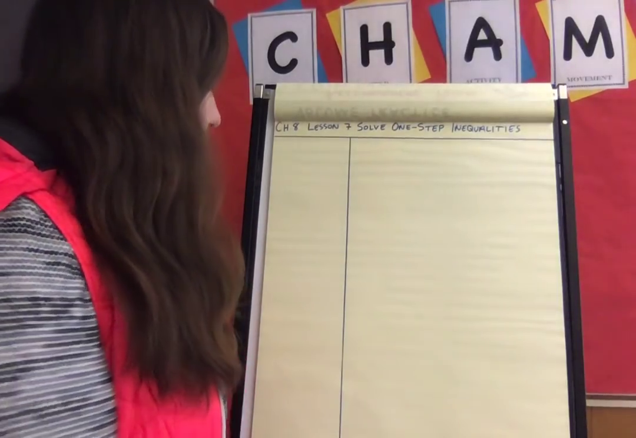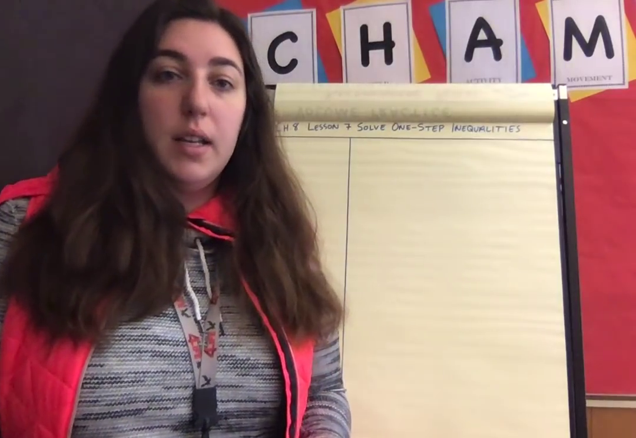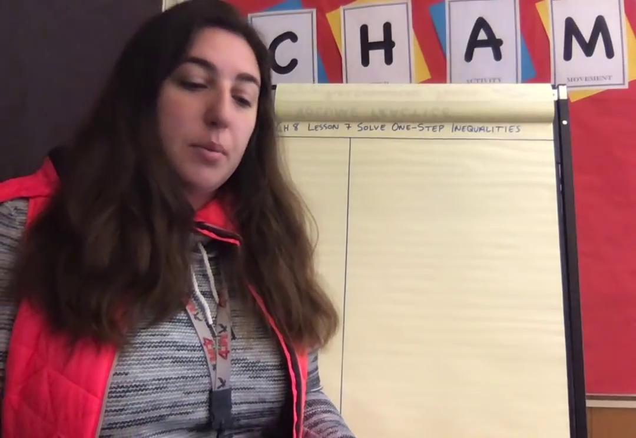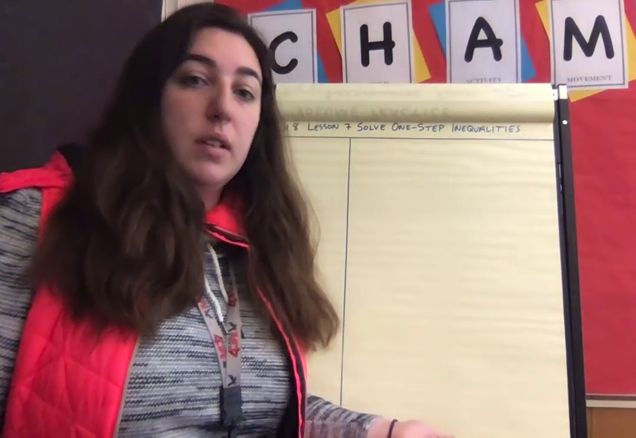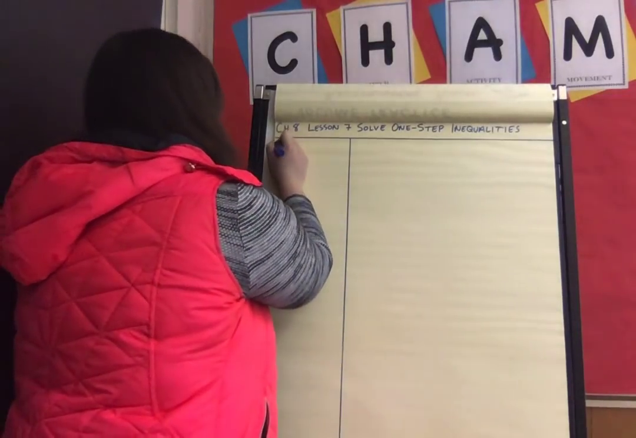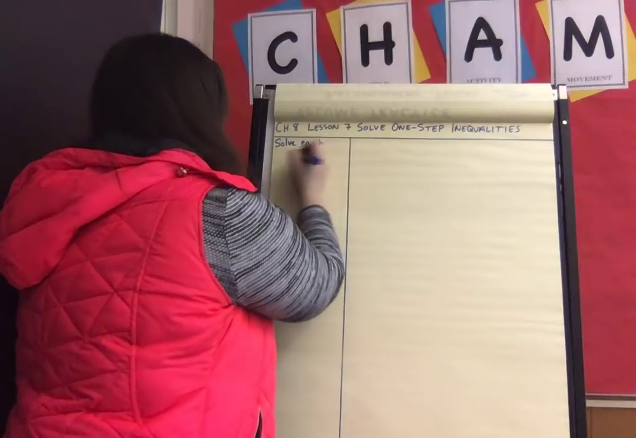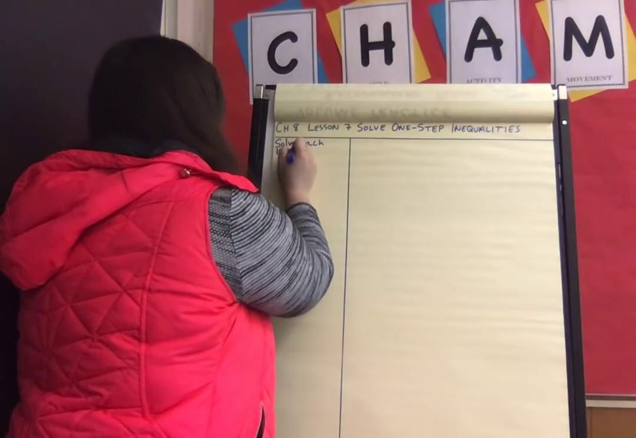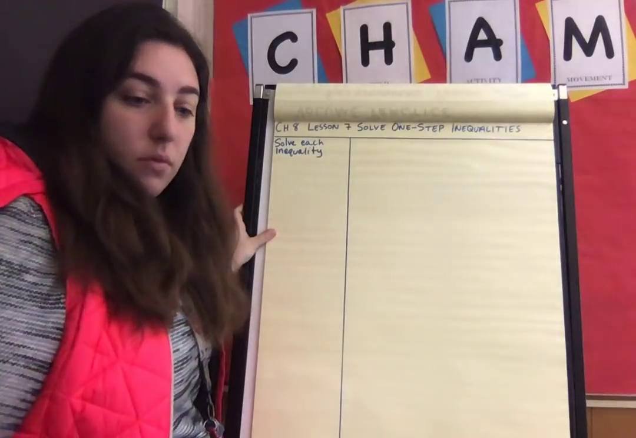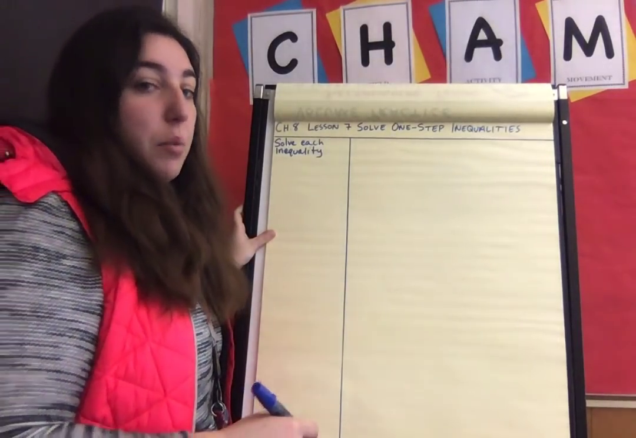Okay, so when we are solving one-step inequalities, it's the same way we solved one-step equations in Chapter 7. So this is going to look really similar to you. So we are going to solve each inequality, and we are going to graph the solution on a number line.